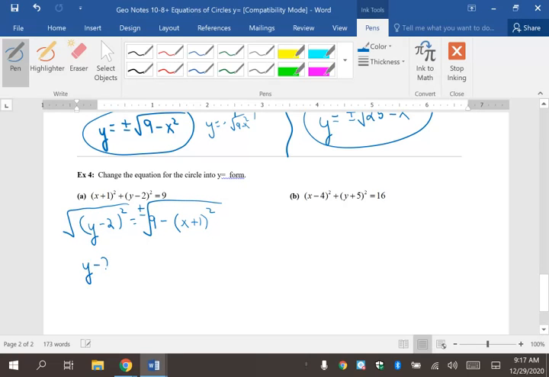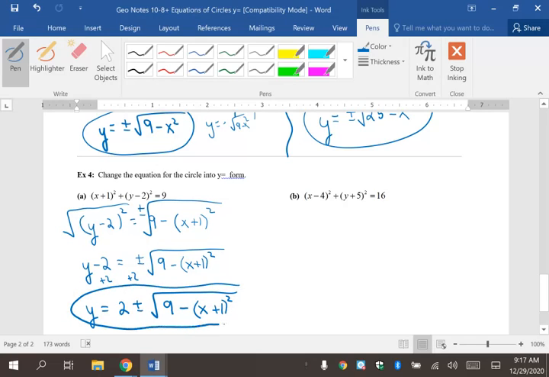So we have y minus 2 equals plus or minus the square root of the quantity 9 minus this quantity x plus 1 squared. And then just add 2 to both sides. So our final answer is y equals 2 plus or minus the square root of the quantity 9 minus the quantity x plus 1 squared. Don't simplify it anymore. Just leave it like this.